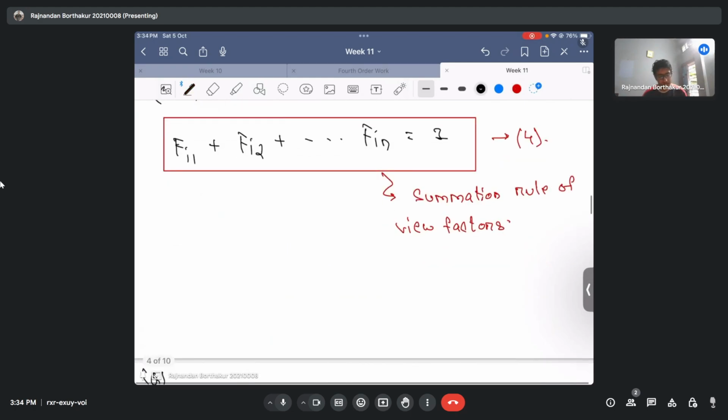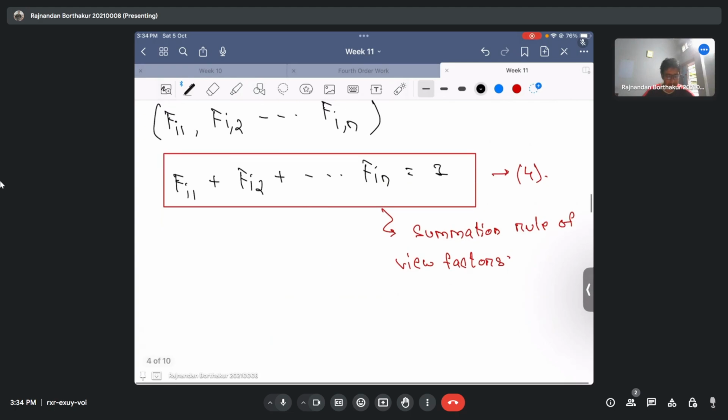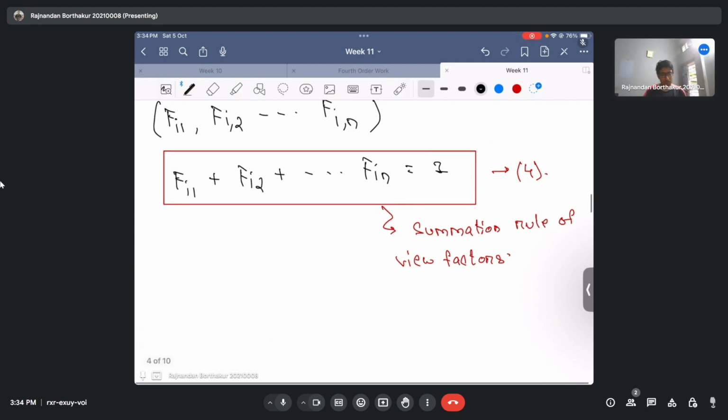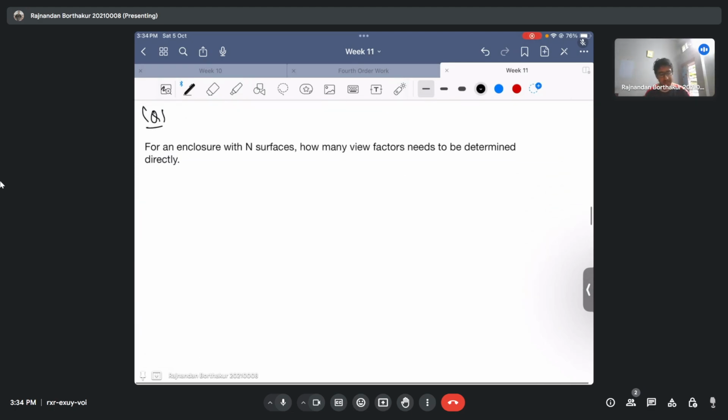So I stop here for some time. If you have any doubts, you can ask me, or else we'll proceed with solving some numericals associated with this view factor analysis. Okay, if no questions, let's try to solve the first problem associated with this view factor.